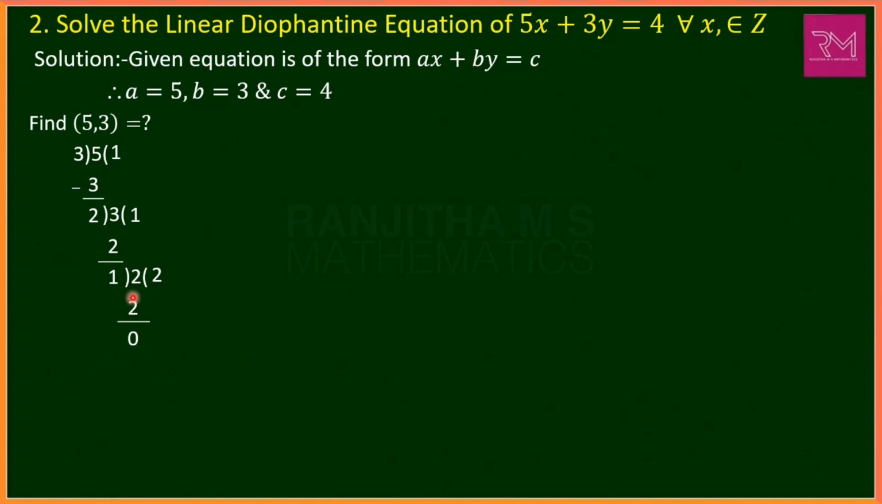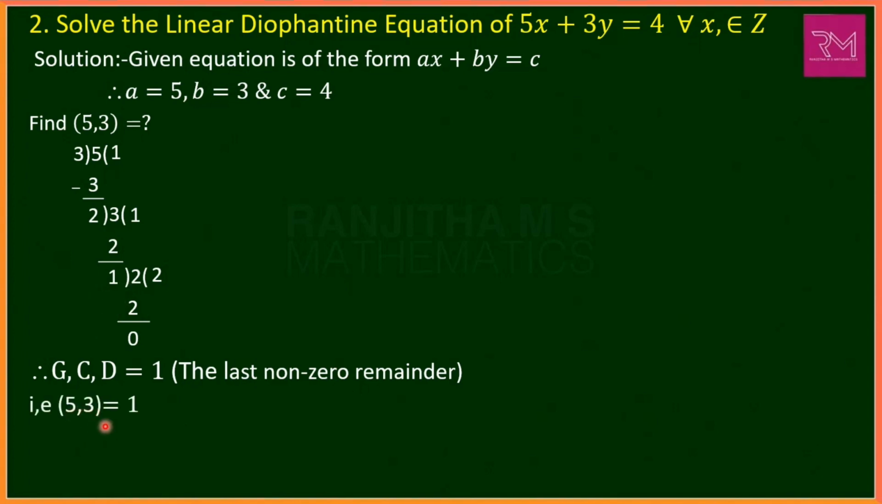Next step, we have to find the GCD. GCD is nothing but the last non-zero remainder in a division. We have to stop this division method when we get a remainder value of 0. So the one previous to this value is the last non-zero remainder. Therefore, we can conclude that GCD is equal to 1, because this is the last non-zero remainder. Hence, the GCD of 5 and 3 is 1. This procedure is completed, that is, finding the GCD value is completed.